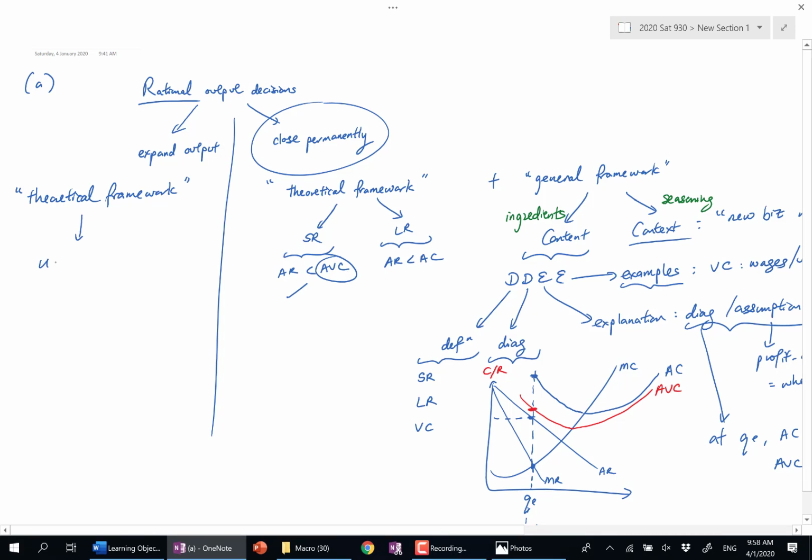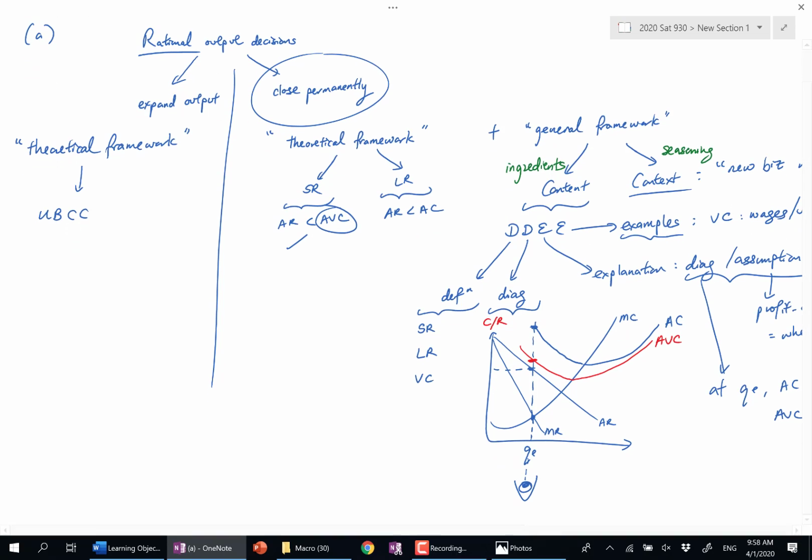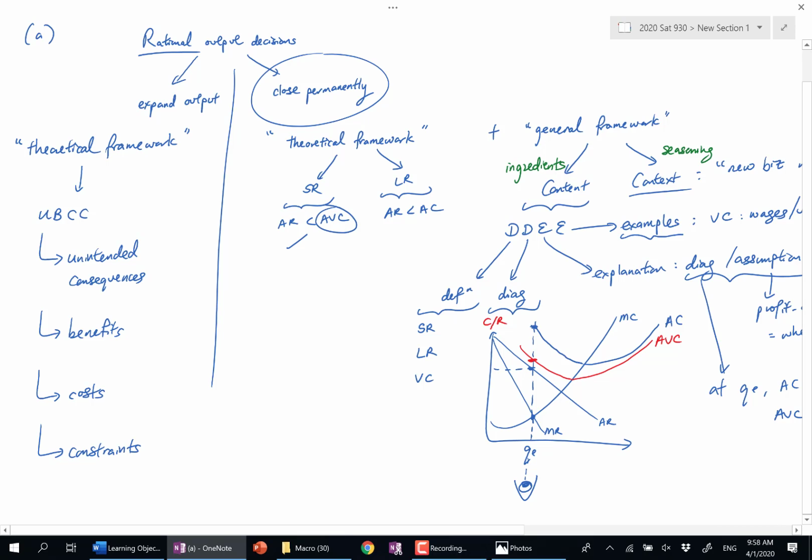You can use a UBCC framework. Okay, what is UBCC? It's unintended consequences, benefits, costs, constraints. If this is the first time you've heard of this, never mind, take it down, right?